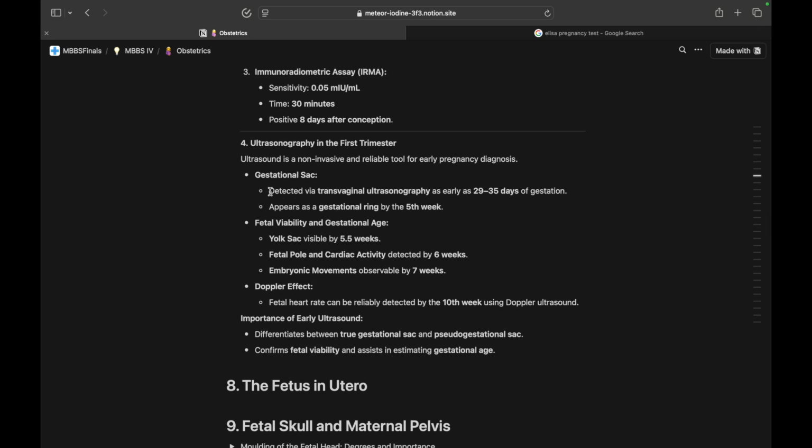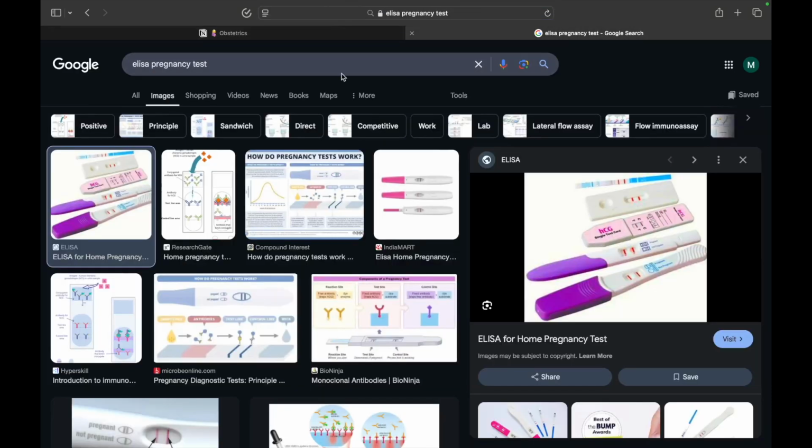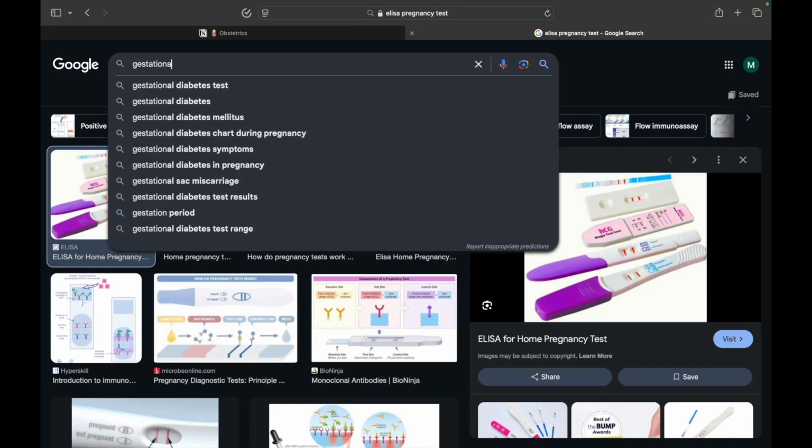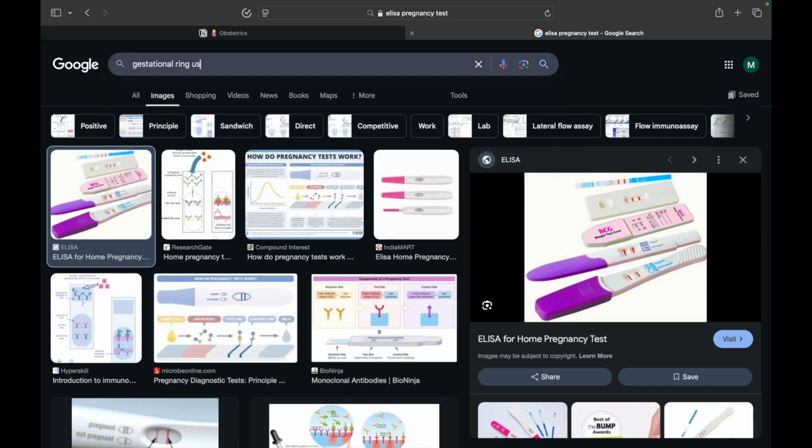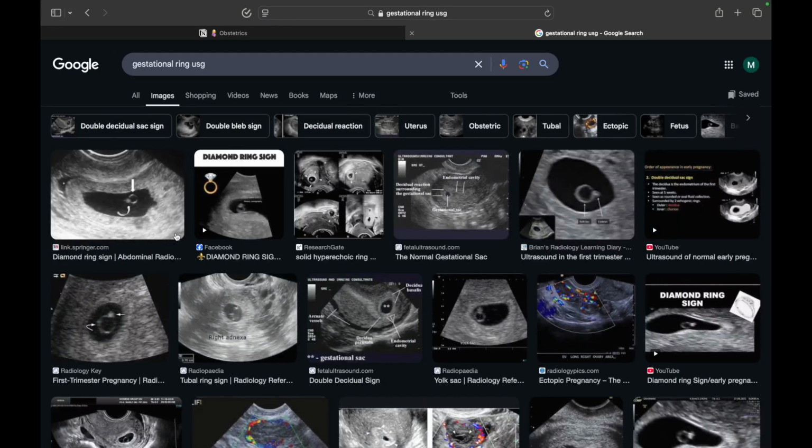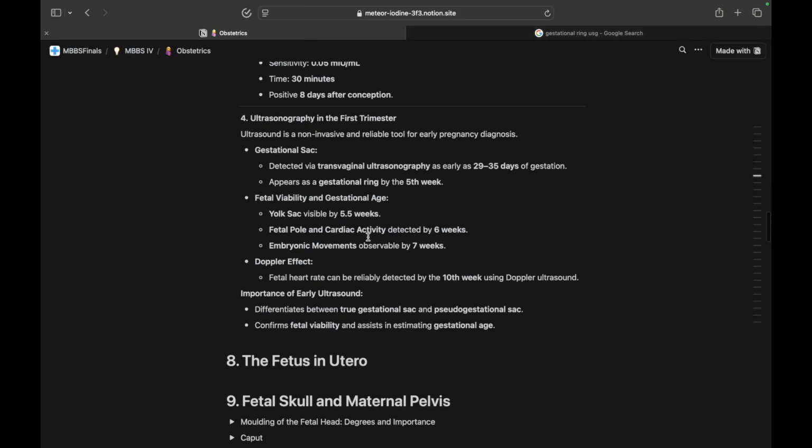So firstly, gestational sac is detected via transvaginal ultrasonography as early as 29 to 35 days of gestation. It appears as a gestational ring by the 5th week. So what do you see? Gestational ring. On USG, you can see the gestational ring. This is how you diagnose the gestational sac.